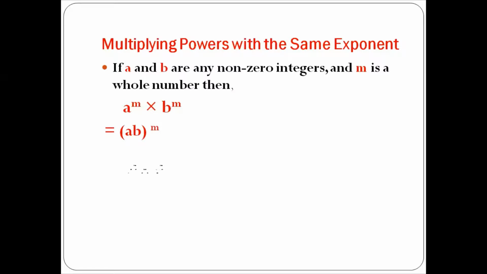Let's see one example. 2 raised to the power of 3 multiplied by 3 raised to the power of 3. Here you can see that in both the terms the base is different. In the first term the base is 2 and in the second term the base is 3, while both have the same exponent. So what will we do? We will multiply the bases and write the common exponent. 2 multiplied by 3, raised to the power of 3. So for the answer we multiply 2 and 3, and we get 6 raised to the power of 3. So the answer is 6 raised to the power of 3.